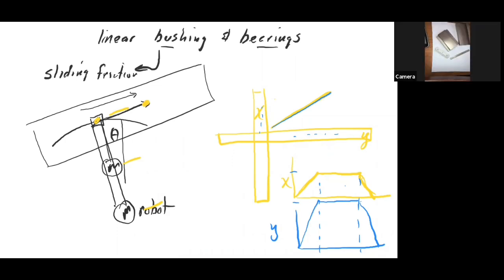Okay, so before we got sidetracked on coordinate systems, I was going over linear bushings versus bearings, which means generally rolling friction, meaning generally little ball bearings.